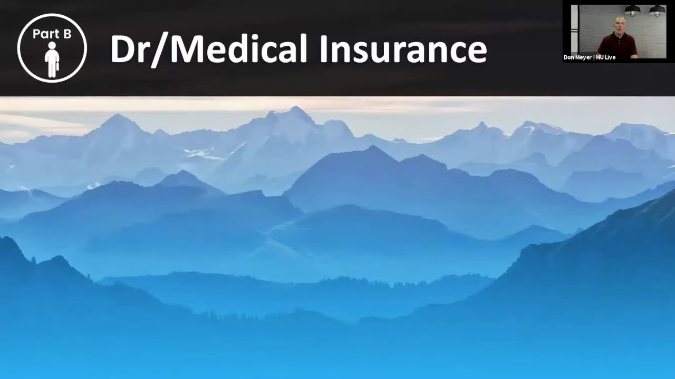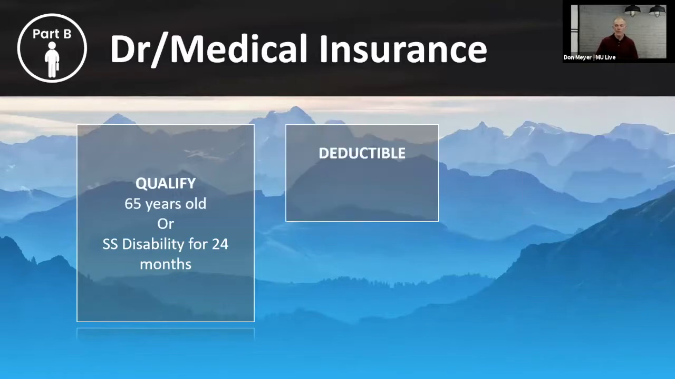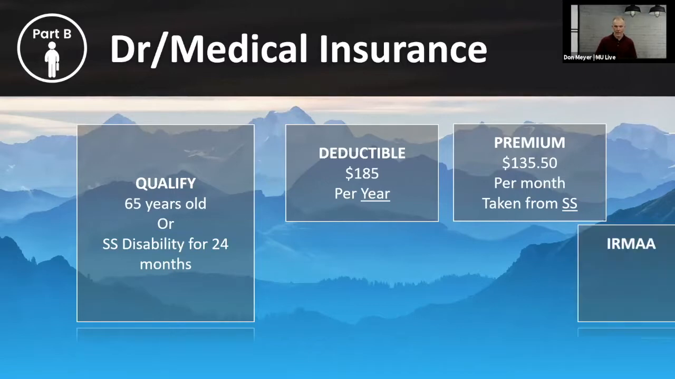All right, so now let's talk about Part B. In order to qualify for Part B, you have to be at least 65 years old, or also the same thing, you have to be on Social Security disability for a full 2 years. Now, the deductible for Part B is $185, and that is per year. It's not per benefit period, it's per year. Now, the premium, the standard premium, is $135.50 per month, and that's taken directly from their Social Security check. If they're on Social Security, they don't have the option. All right, that's where it's going to come from.